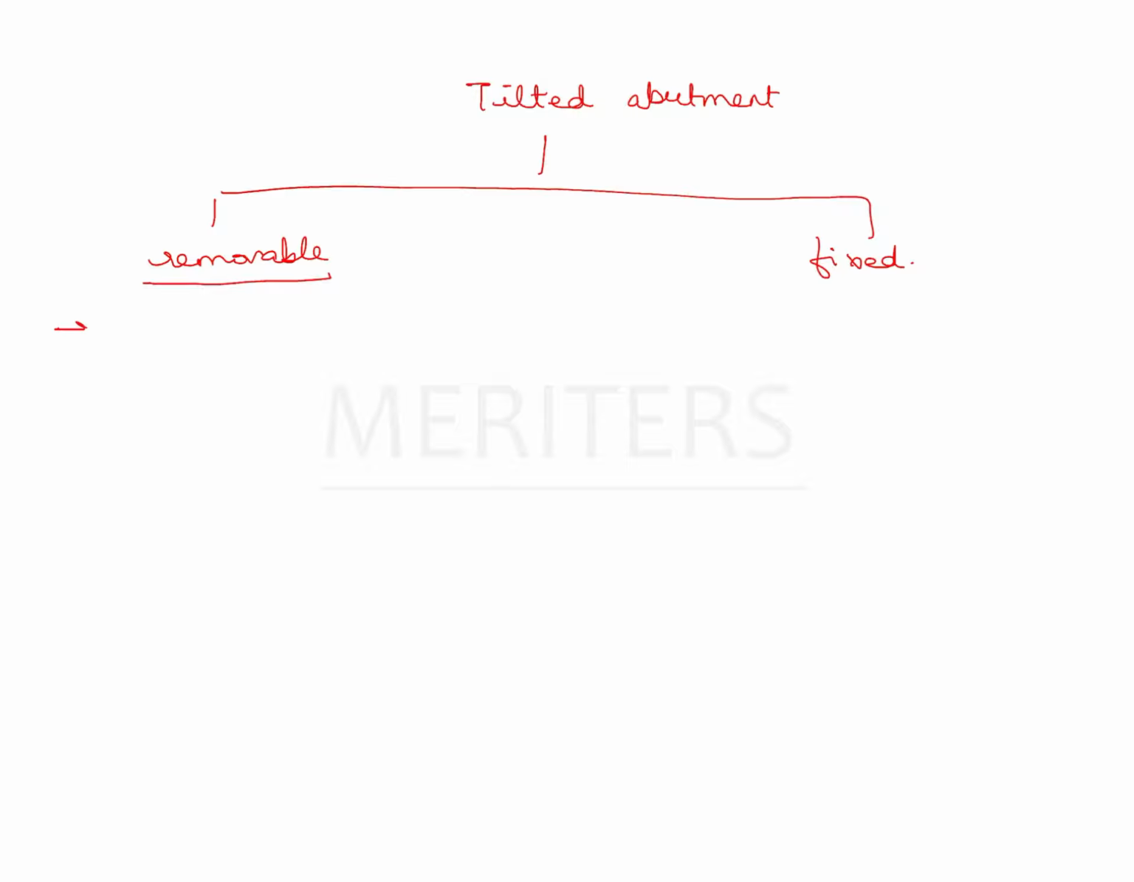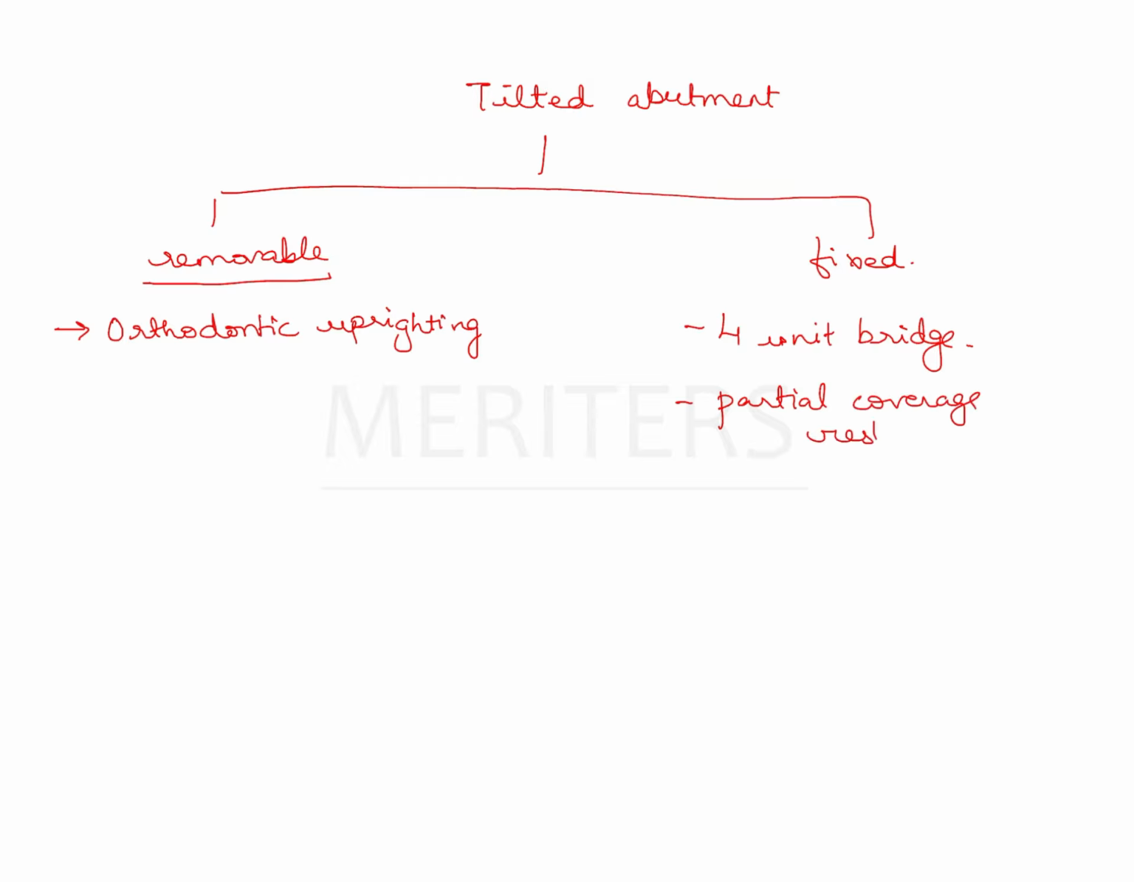So the options in the order of sequence of acceptability is first orthodontic therapy. That is orthodontic uprighting. Why is that the first choice? Because this is the most conservative approach and you are not doing any harm to the existing teeth. If you are going for a fixed restoration, you can either go for a 4-unit bridge or you can go for a partial coverage restoration just over the tooth. So partial coverage restoration would mean an onlay.